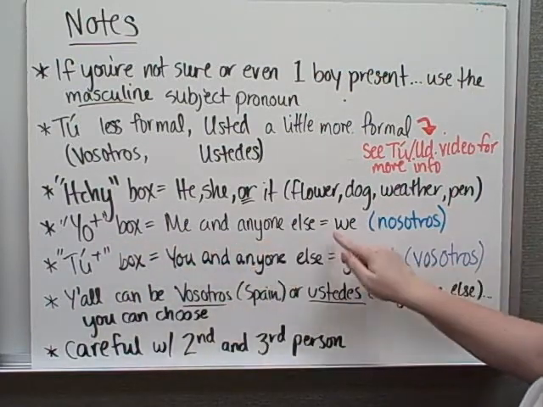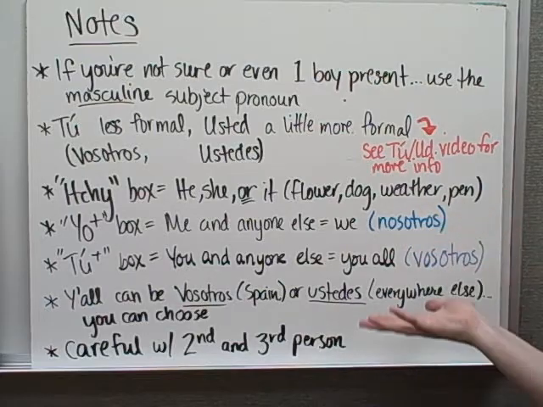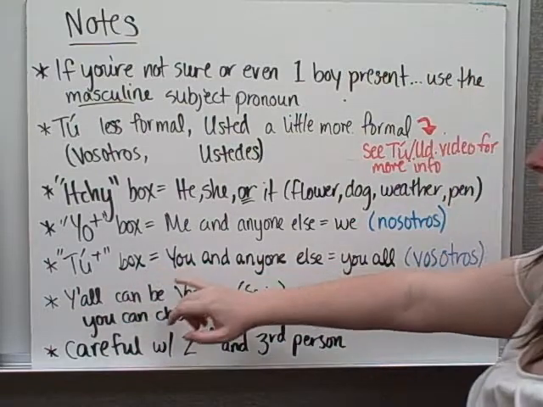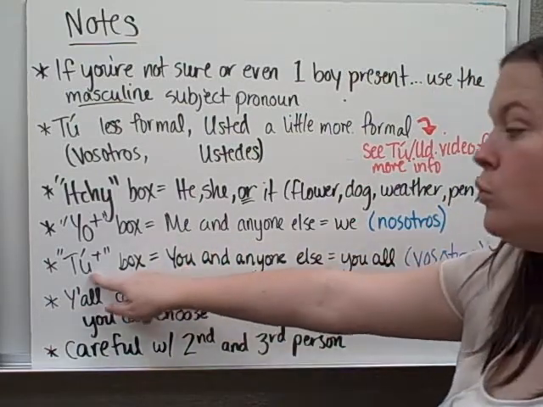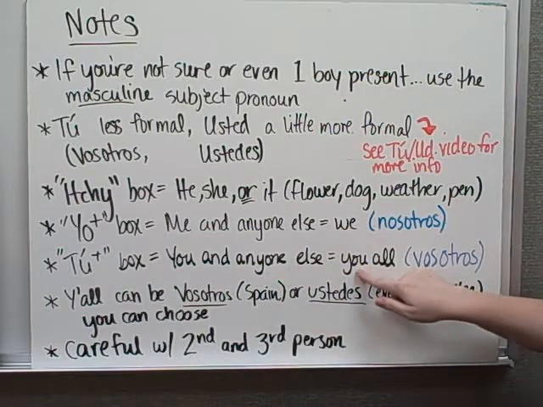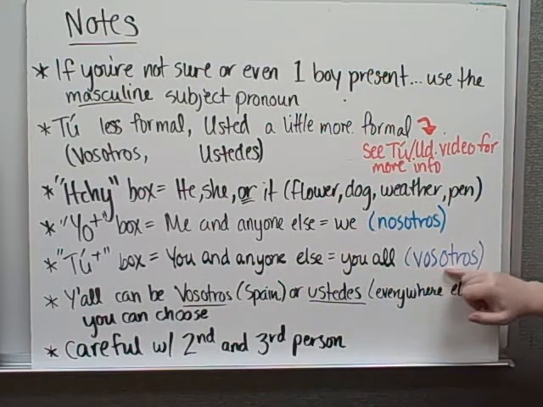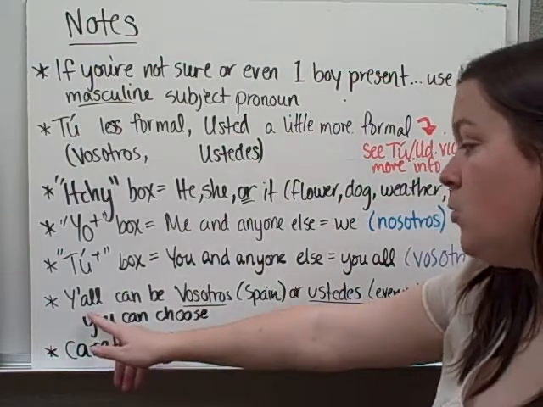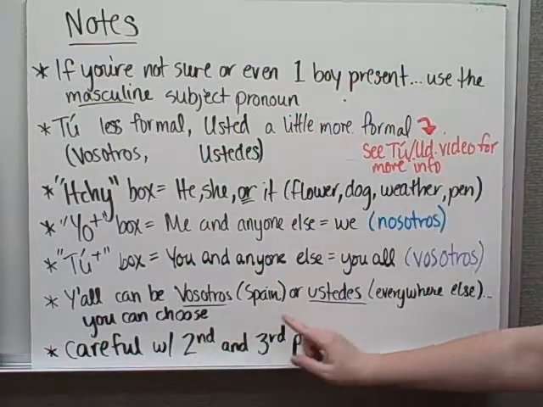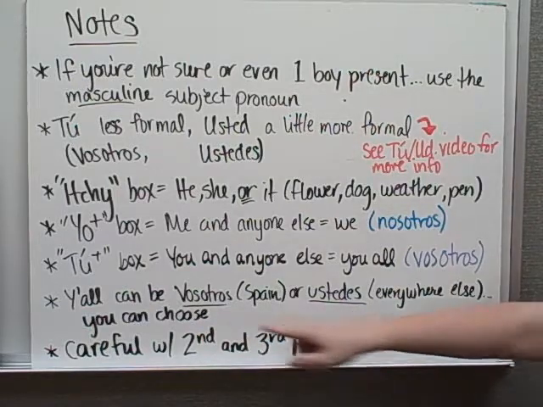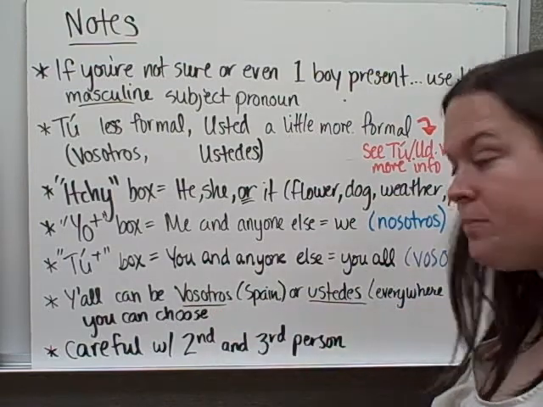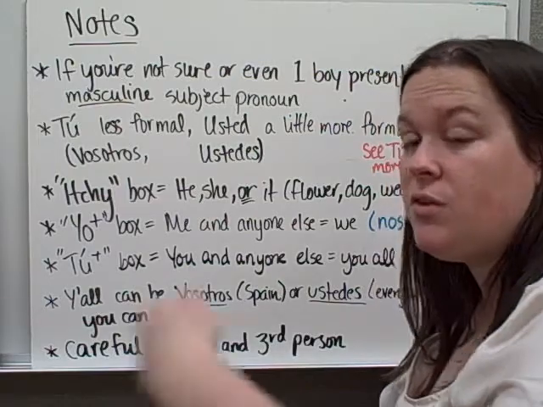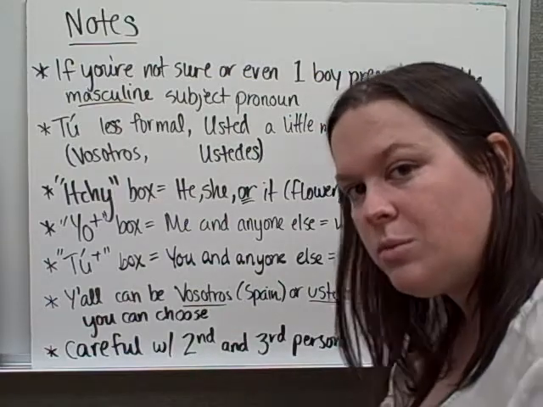So me and anyone else is we, which is nosotros or nosotras. And kind of along the same lines, the tú plus box right here, instead of me and anyone else, it's you, tú, and anyone else. So instead of we, that's you all. So that would be vosotros or vosotras. Again, as I've said, you all can be vosotros, which is used in Spain, or ustedes, which is used everywhere else, and that's up to you. Careful with the second and third person. When you are talking to someone, it's different than when you're talking about them. And we're going to go through that with some examples right now.